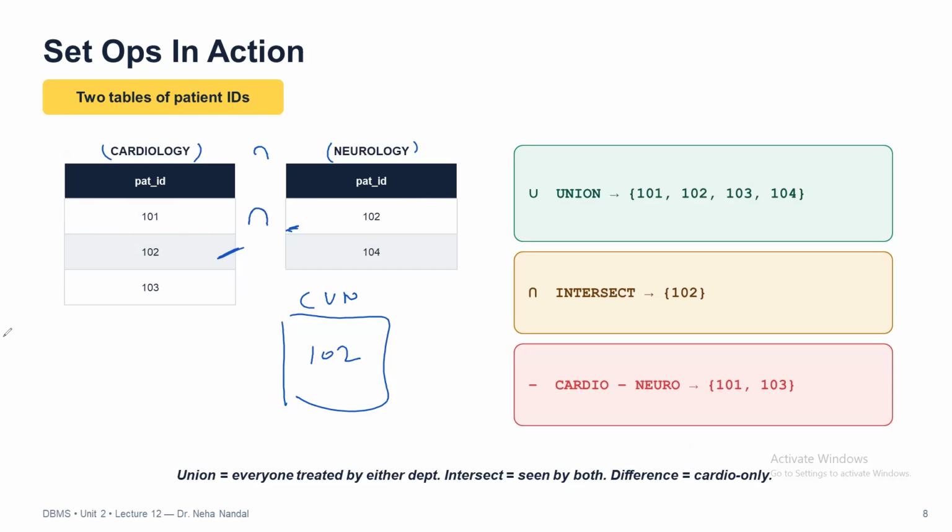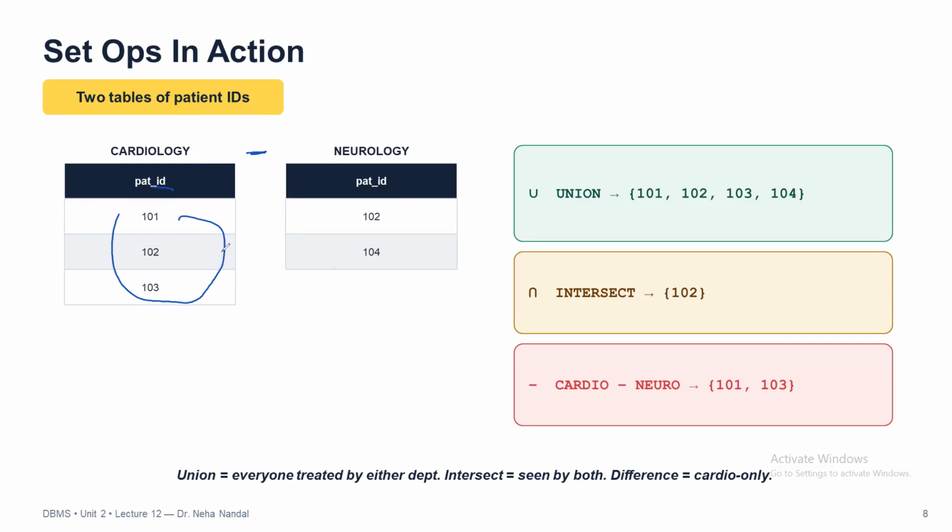Then the third one, minus. Cardio minus neuro will keep only the data of cardio, and it will delete the data which is common in both. So what will C minus N give you? 101, it is not a part of neuro. 102 will not be displayed because it is a part of neuro also. Then 103. That will be your output. I hope you got this. These are the very basics that you have already seen in your previous subjects. I hope you got some understanding of this.